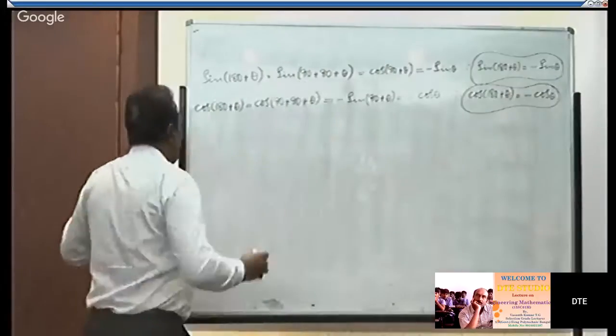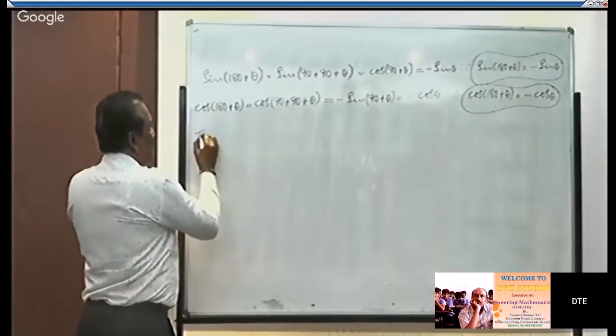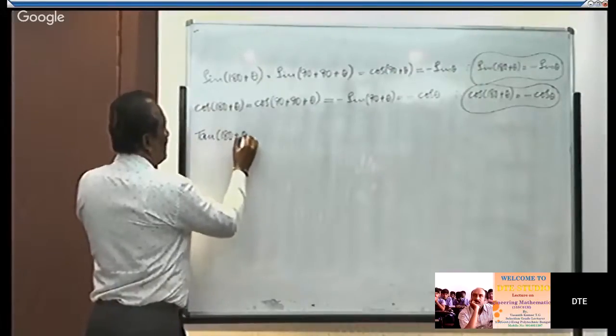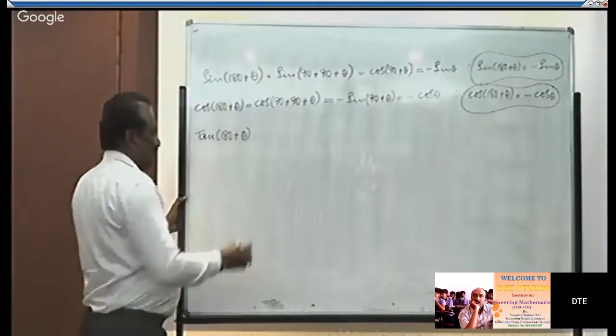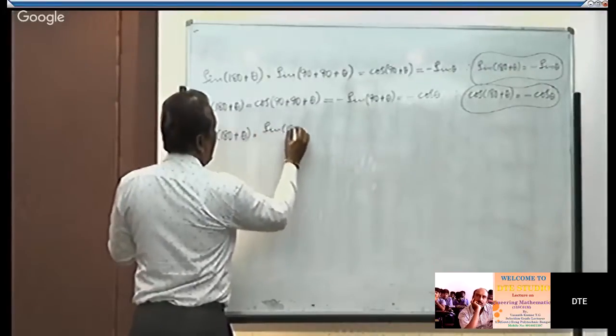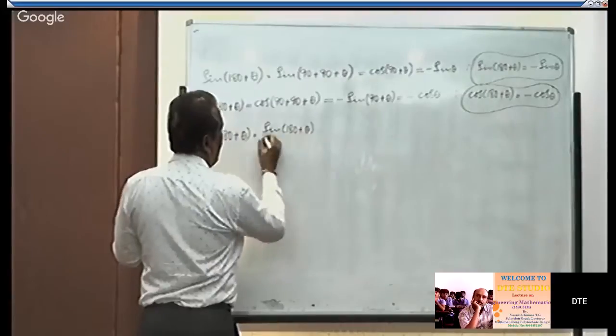Now, try to connect 180 plus theta to the tangent function. We know that the tangent of an angle is the ratio of the sine of the angle divided by the cosine of the angle.